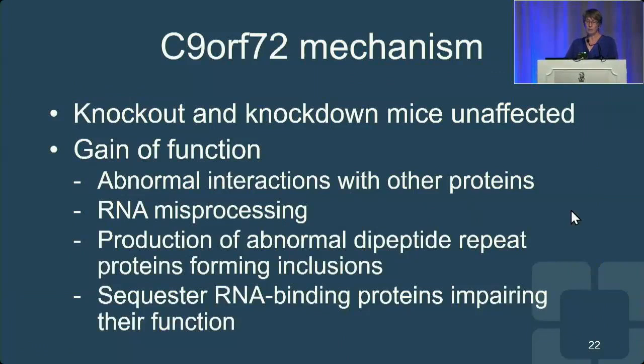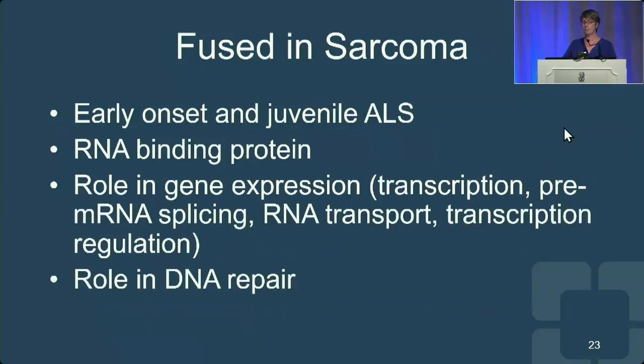So C9 open frame 72 is another one where the initial question was gain of function versus loss of function, but knockout and knockdown mice are unaffected. So it looks like it's a gain of function problem. And once again, it's not really clear what it's doing. Lots of theories about RNA misprocessing and maybe sequestering some of the RNA binding proteins and impairing their function, but still unclear what the underlying reasons are.